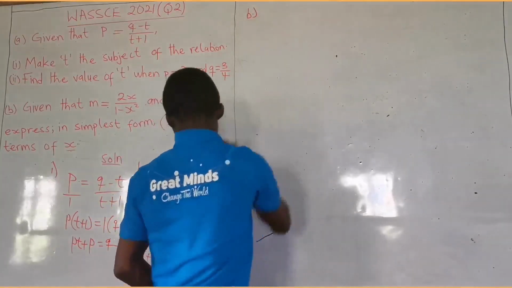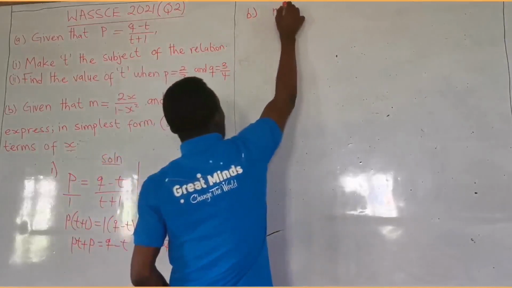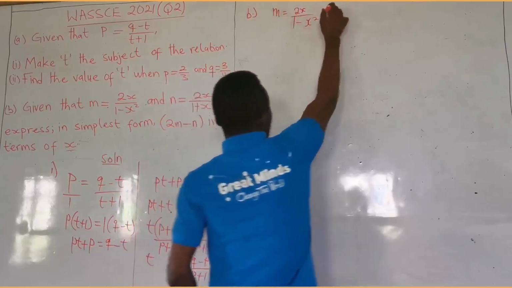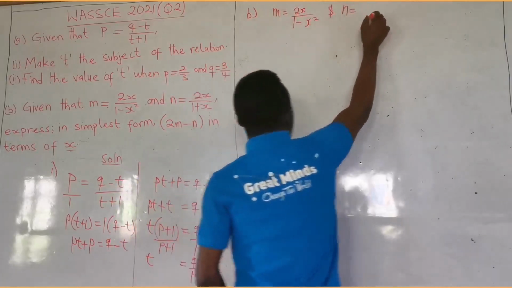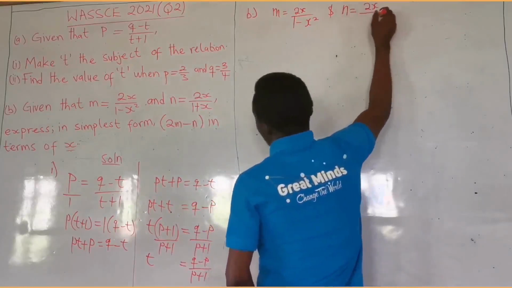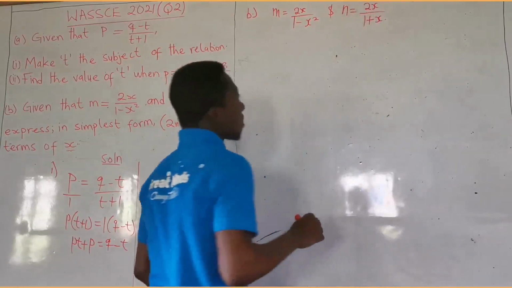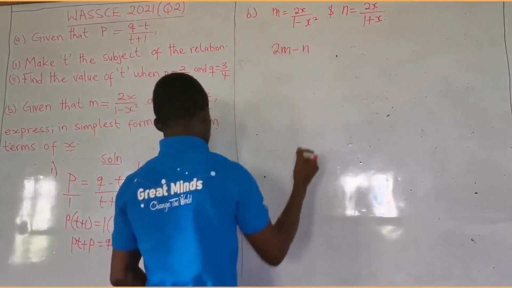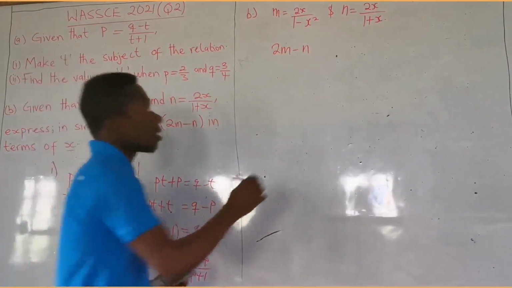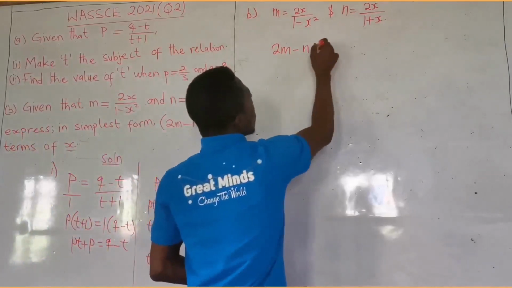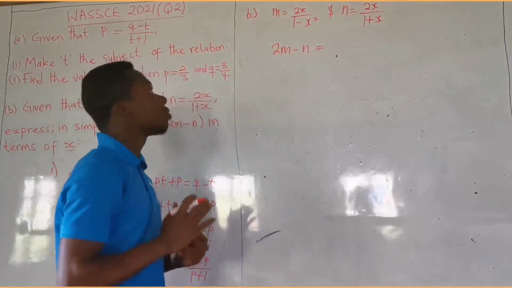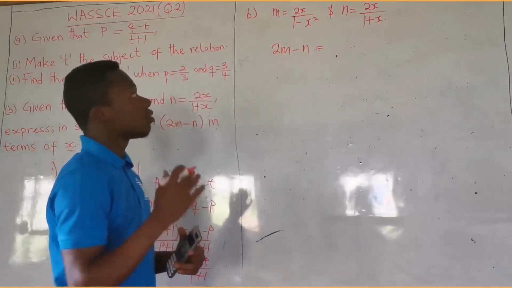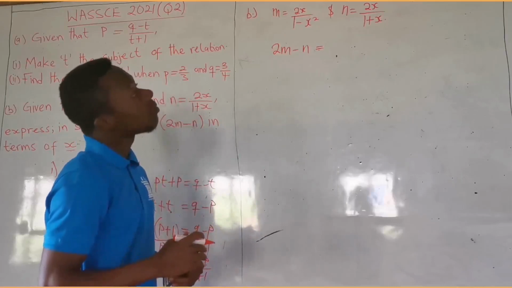So we have been given this to express. So we have m equal to 2x out of 1 minus x squared, and we have n equal to 2x all over 1 plus x. Hope that is clear. So here, all that we need to do is to bring this one here. So it becomes 2m minus n. That is what we are trying to simplify. Whenever you see m in the expression 2m minus n, you substitute the value of m there. Wherever you see n, you substitute 2x all over 1 plus x.